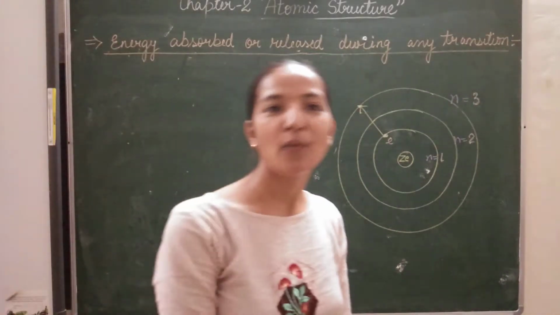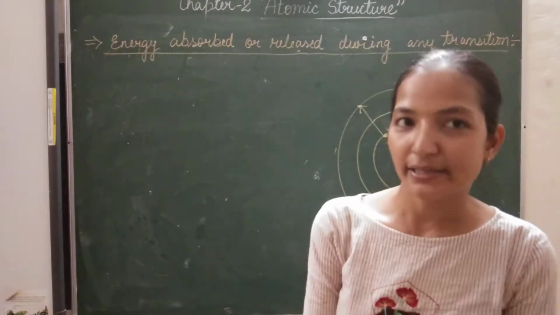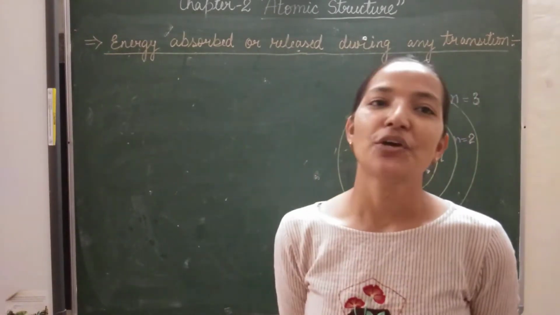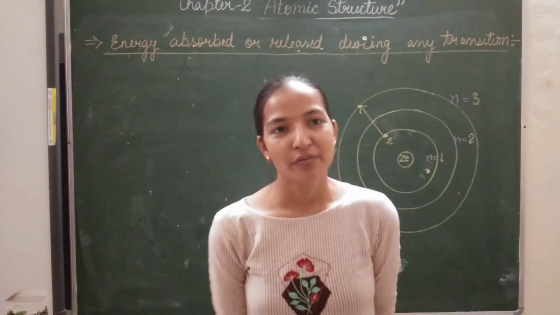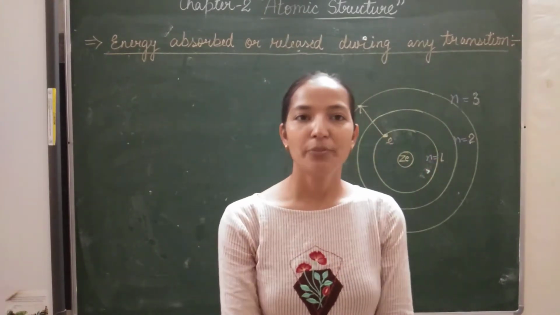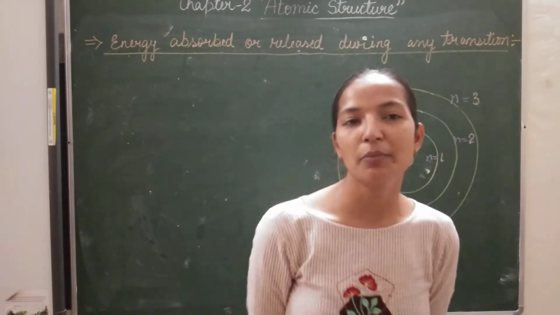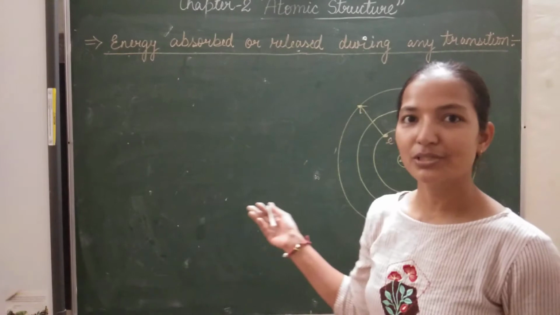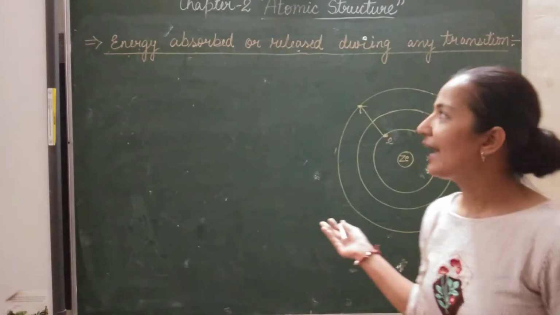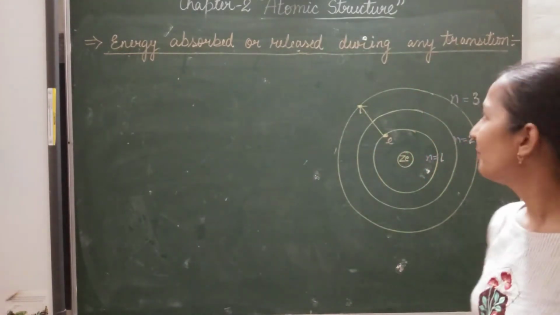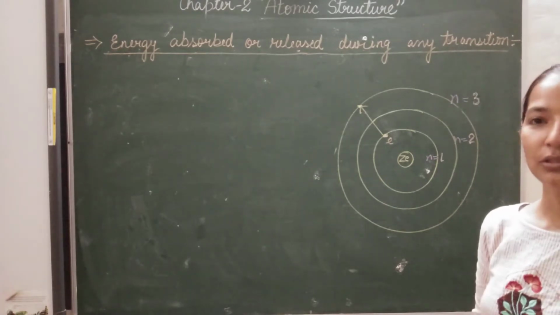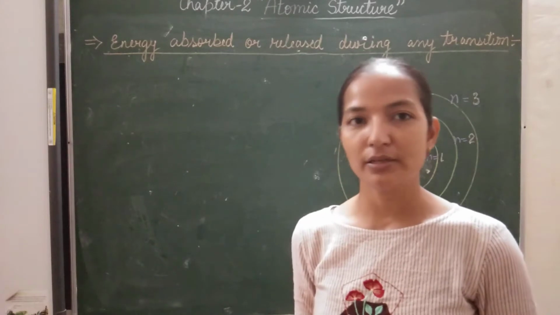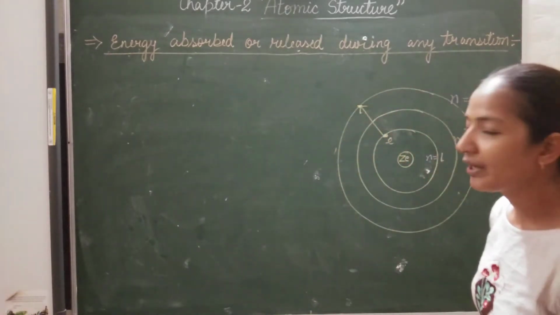Hello students, now continue with the last topic, that is the energy of any orbit or energy of an electron in any of the orbits. We have calculated the numerical formula by Bohr's atomic model. Now we will calculate some other things, like energy absorbed or released during any transition from one stationary orbit to the other stationary orbit. So how can we calculate?